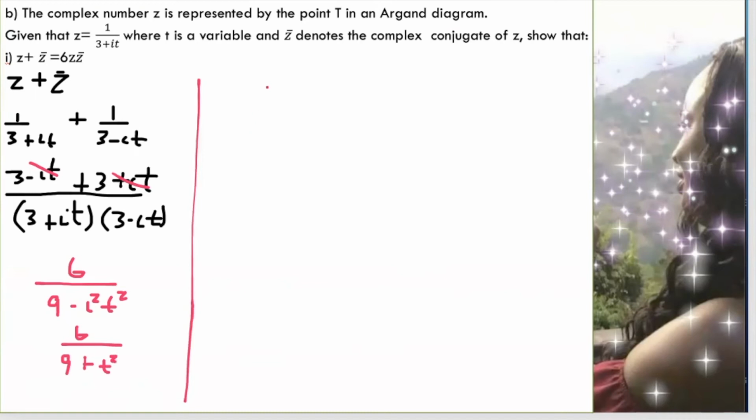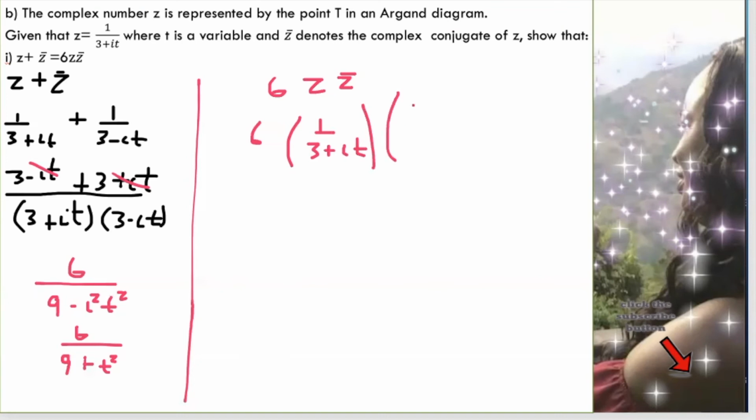Now I need to prove that the other side is the same, which is 6 times z times z bar, which is the conjugate. So I have 6 times z, which is 1 over 3 plus it, times z bar, which is 1 over 3 minus it, then multiplying 6 times 1, that's 6. You realize I put 6 over 1 so that you understand better. And once again, you can see that this is a conjugate.